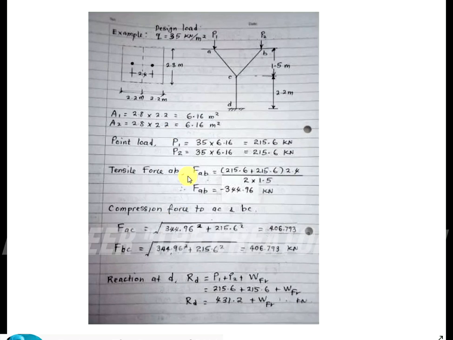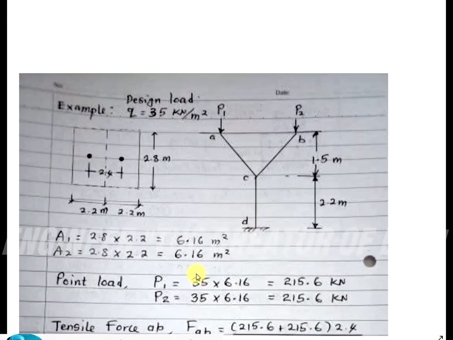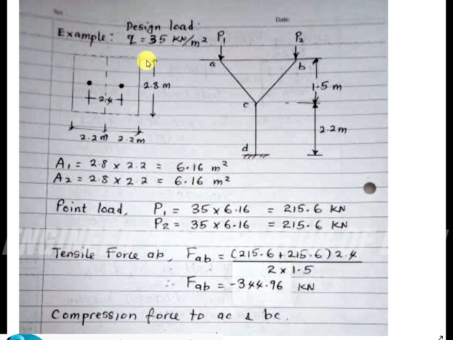Now I can show a small example. You can see the same panel and this Y-shaped frame with A, B, C, D, and P1, P2, and the height which will be 1.5, from here to 2.2, and the slab around these two columns will be 2.8 and 2.2. So first of all we have to find the areas A1 and A2. Total distance divided by 2, the total load transferred to here, into this distance, and we can get the area in square meters.